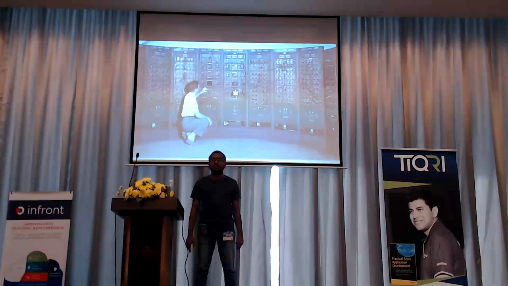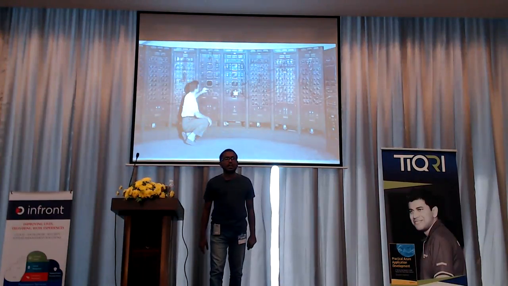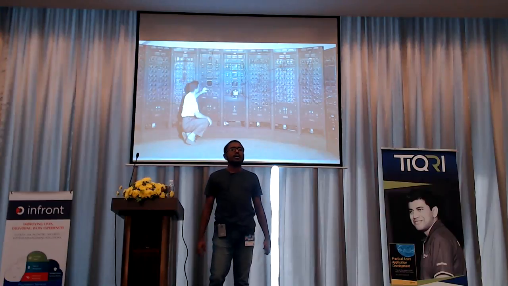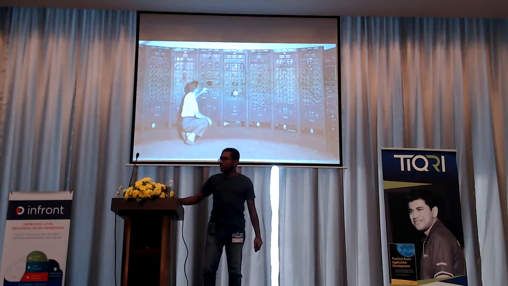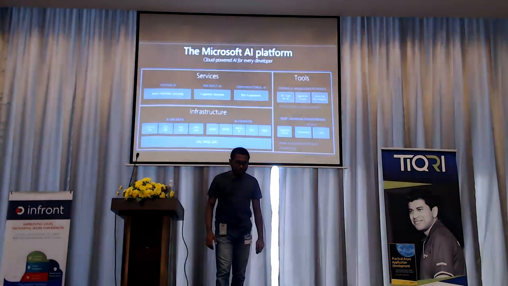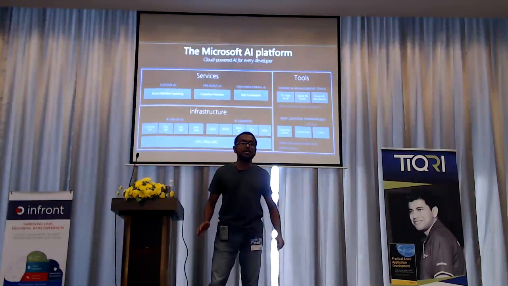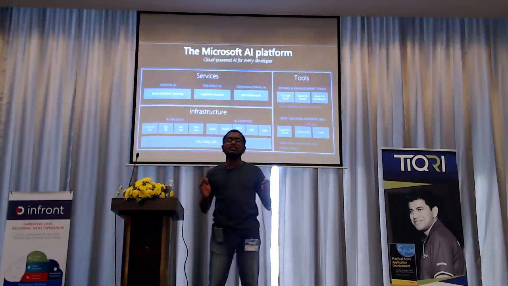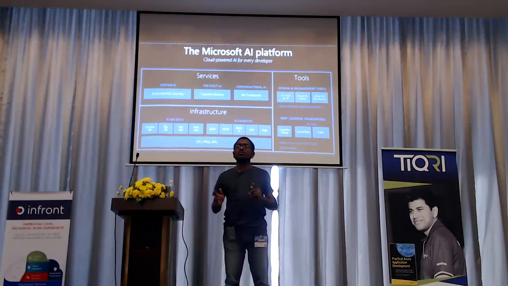Right, then the era of cloud came. AWS came into the scene, then Azure, Microsoft, and Google came into the scene. After that, people got the idea that the computation power we get from this distributed computing can be used for machine learning and AI.